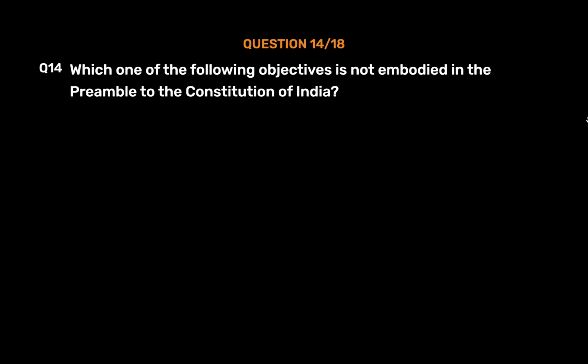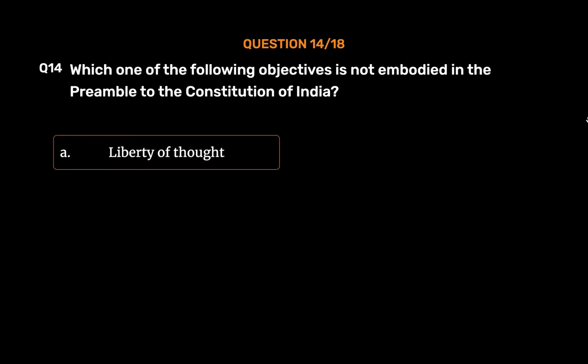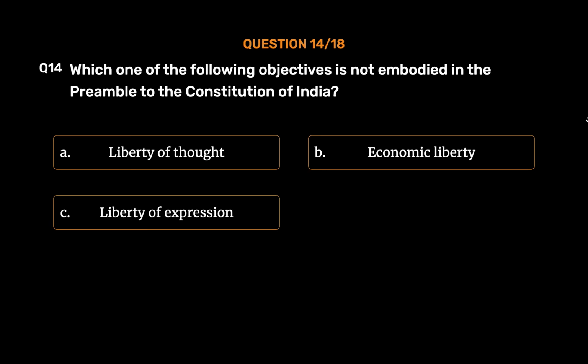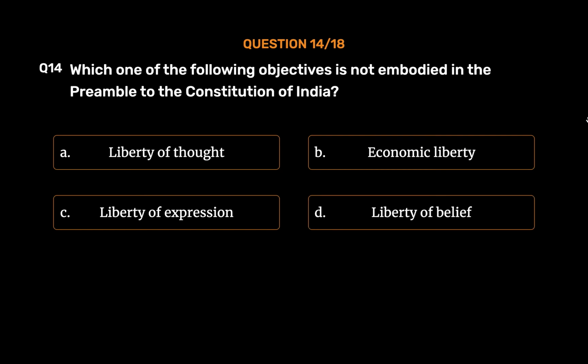Question number 14. Which one of the following objectives is not embodied in the preamble to the Constitution of India? Option A. Liberty of thought. Option B. Economic liberty. Option C. Liberty of expression. Option D. Liberty of belief. The correct answer is Option B.